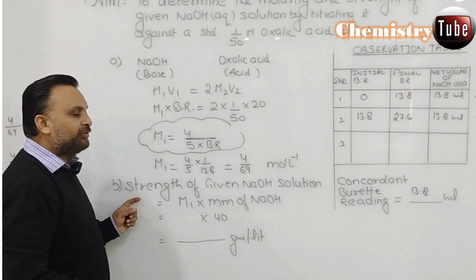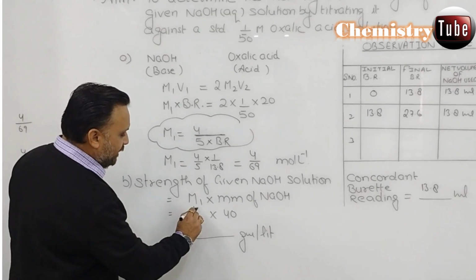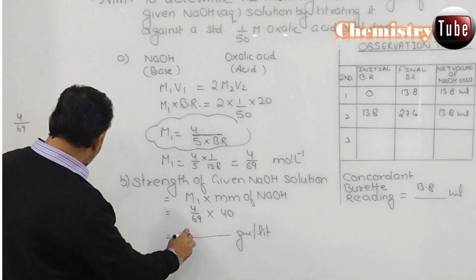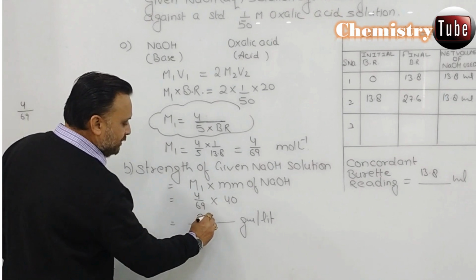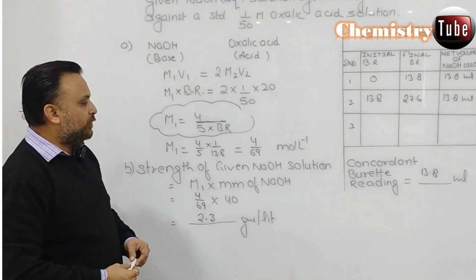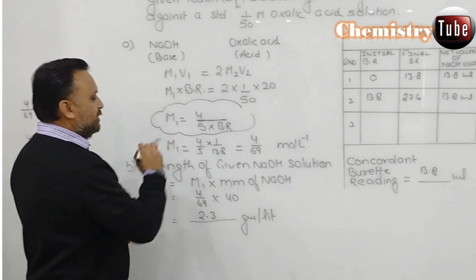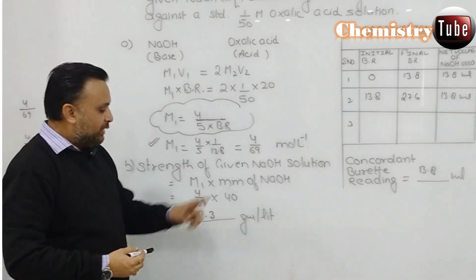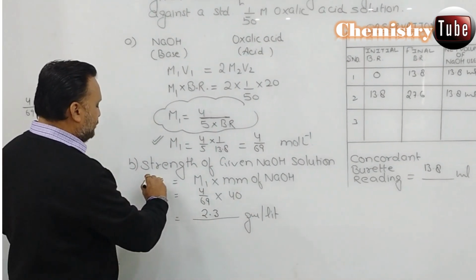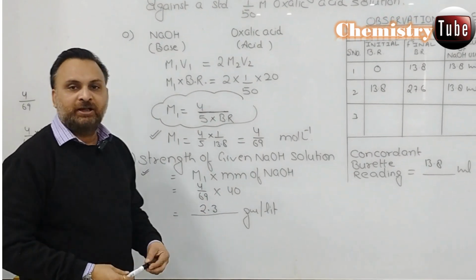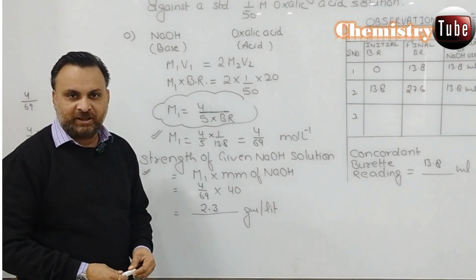Now to calculate the strength of the given NaOH solution, we will put this molarity M1, 4/69, here, and this comes out to be 2.3 grams per liter. That means the molarity of our NaOH solution was 4/69 mole per liter, and the strength of this NaOH solution was 2.3 grams per liter. I hope you understood this experiment. Thank you very much.